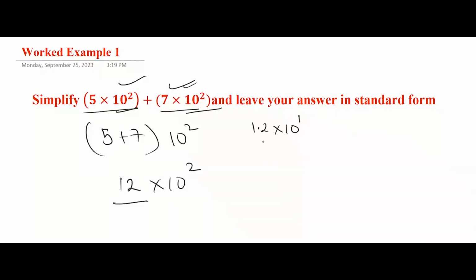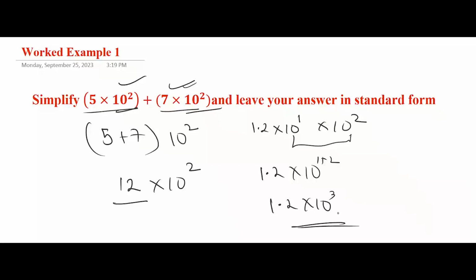If you are struggling with how to write a number in standard form, you can go to the previous video. That's the first video. Okay, so we have times 10 to the power of 2. So these are indices, so we can apply multiplication of indices to this. This will be 1.2 times 10 to the power of 1 add 2, and finally we have 1.2 times 10 to the power of 3. So this is how you approach questions like this.